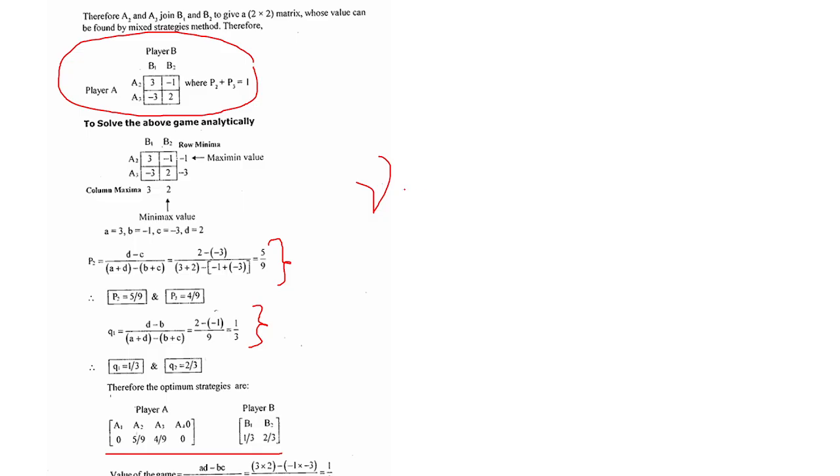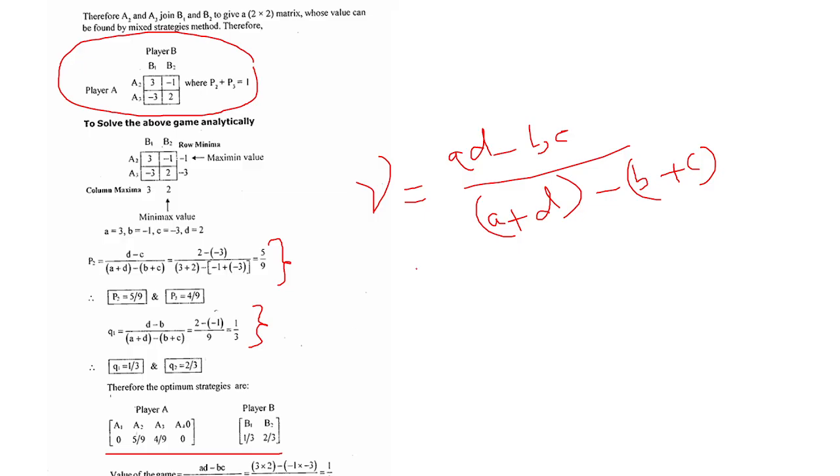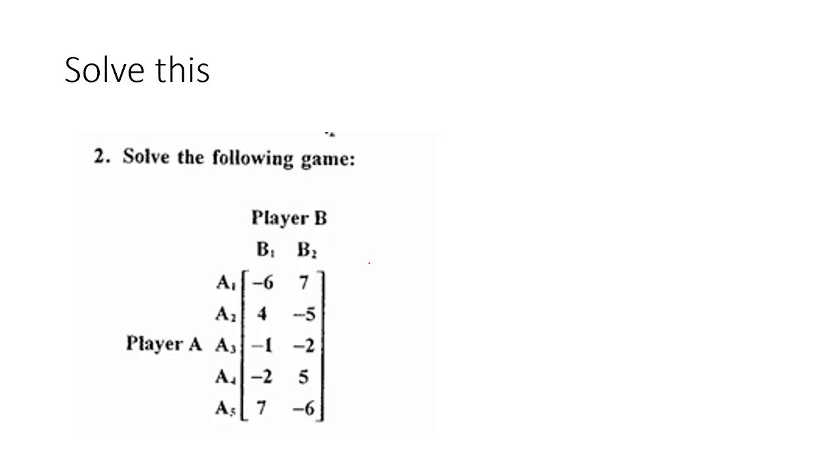The value of the game is A D minus B C divided by A plus D minus B plus C. Substitute the values and you will get the value of the game. Solve these problems. Thank you.